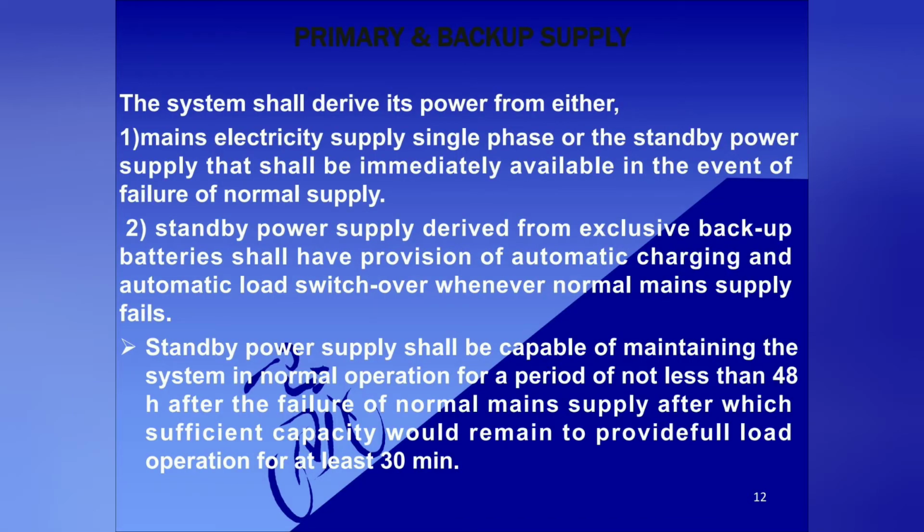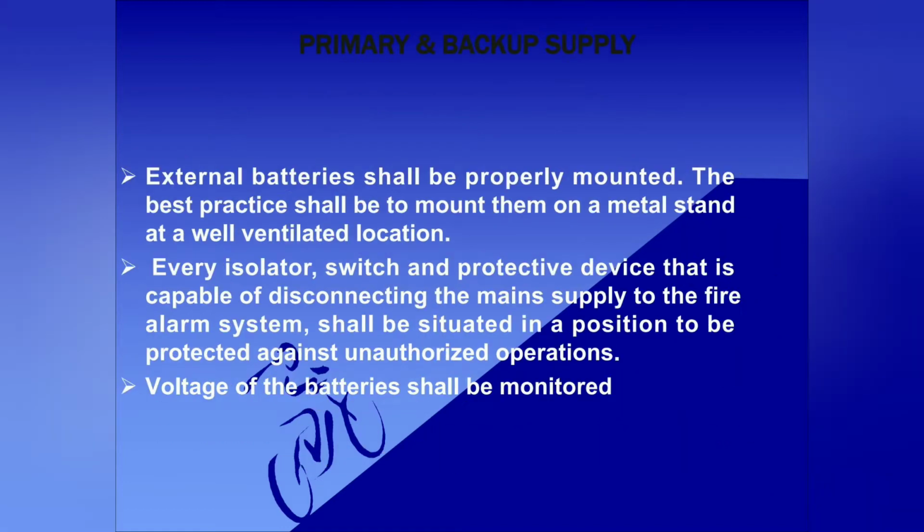Coming to primary and backup power supply, the system shall derive its power from either the main electric supply, single phase, or a standby supply, which is to be available immediately at the time of failure of the main supply. The standby power supply shall be derived from exclusive backup batteries, which shall have provision for automatic charging and automatic load switchover whenever the normal power supply fails. The standby power supply shall be capable of maintaining the system in normal operation for a period of not less than 48 hours after the failure of the normal power supply. The external battery shall be properly mounted and properly ventilated.